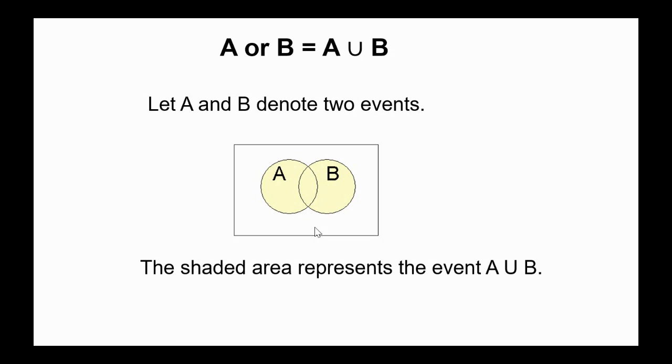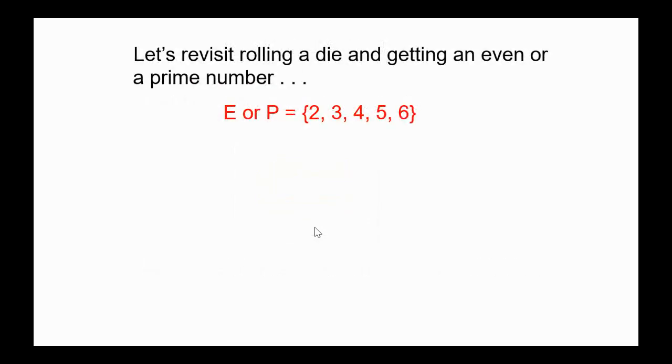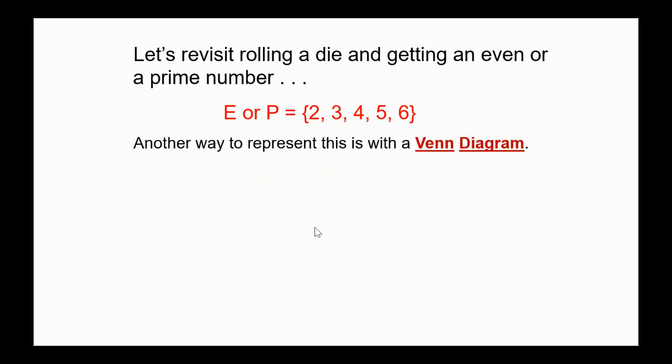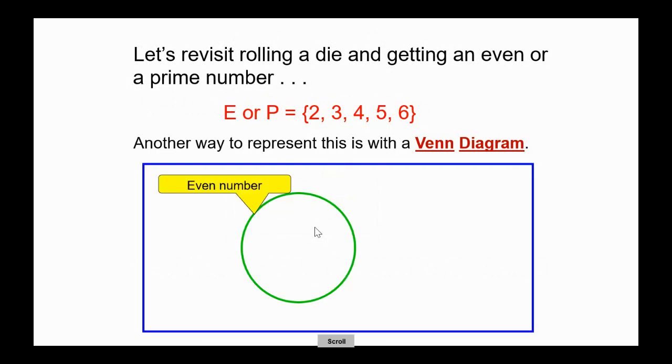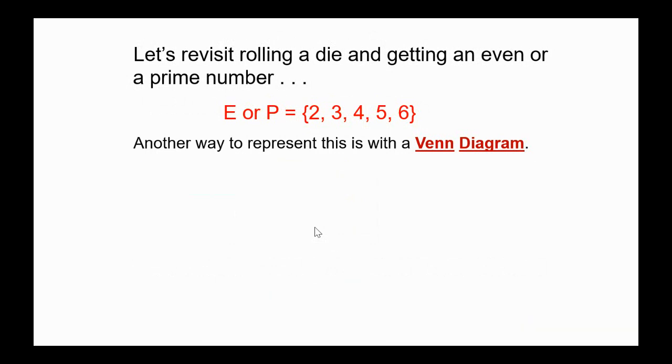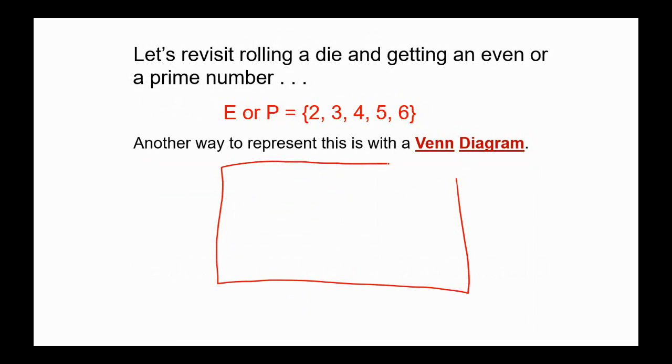Let's draw a Venn diagram for our dice example. So we have E or P occurring. One way we could represent this is a Venn diagram. Let's draw our own diagram. So draw your rectangle. And then what 2 events did we have? What were the letters for those? E and P. Did they have anything in common? Yes, a 2, so we do need these to overlap.